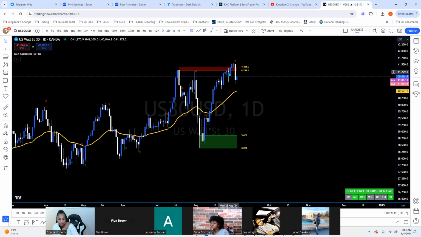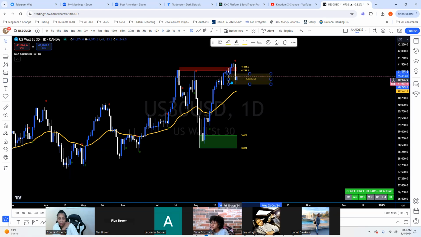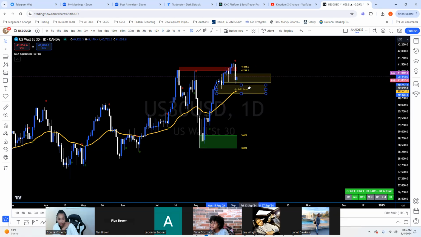Now, when looking for rejection at the bottom, we want to look for white, then blue candles. You see that here, and you see that here, and then you see that here. So because these are areas and not a specific line, I draw boxes rather than lines. There's one there. There's another one here.